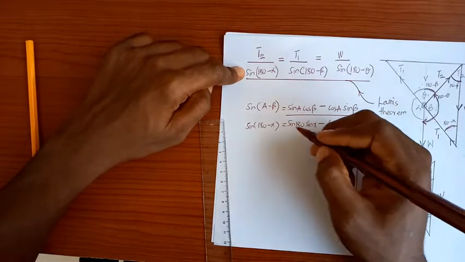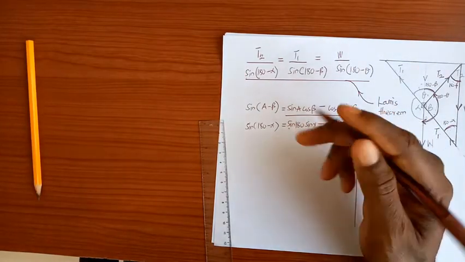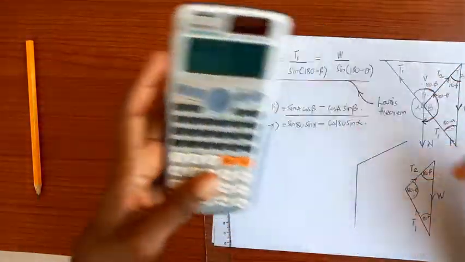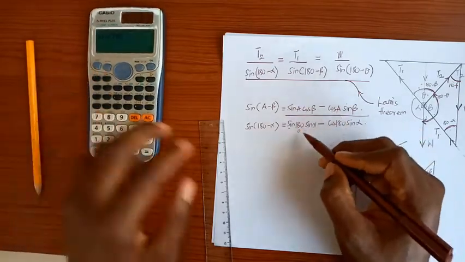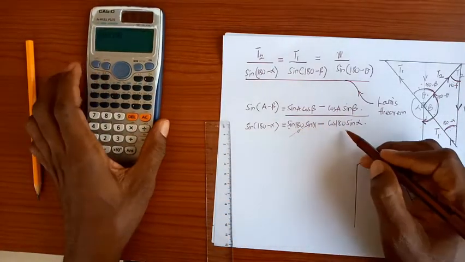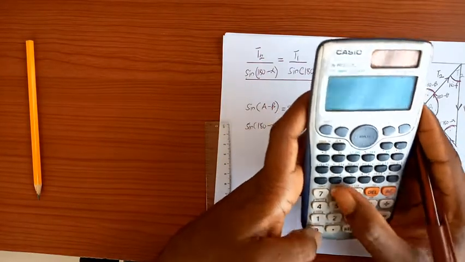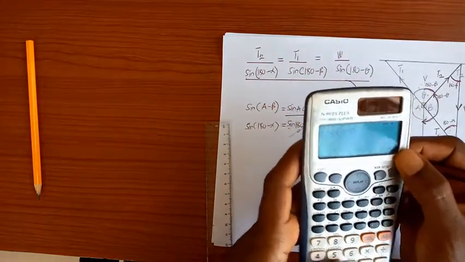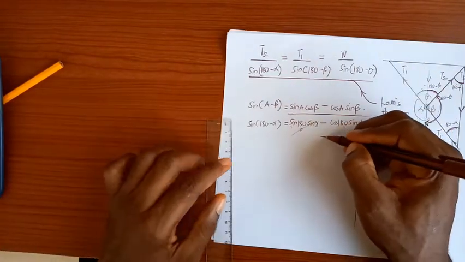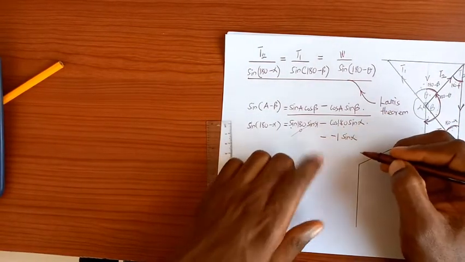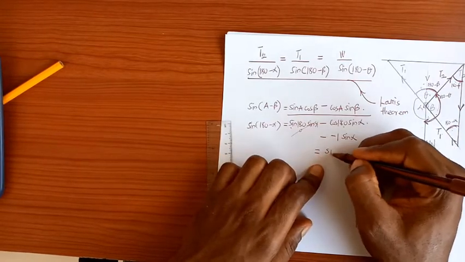So what's sine 180 on our calculator? The sine of 180 is 0, which makes everything here 0. Now what is cos 180? Cos 180 is -1. So I have a negative here and a -1 here, times the sine of alpha, which gives me positive sine alpha.